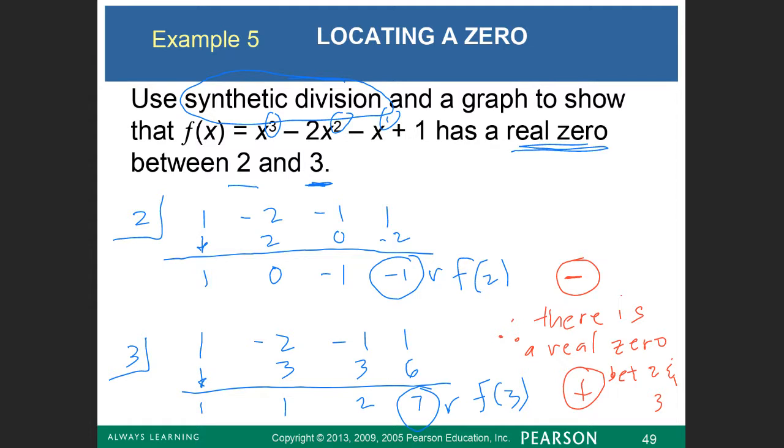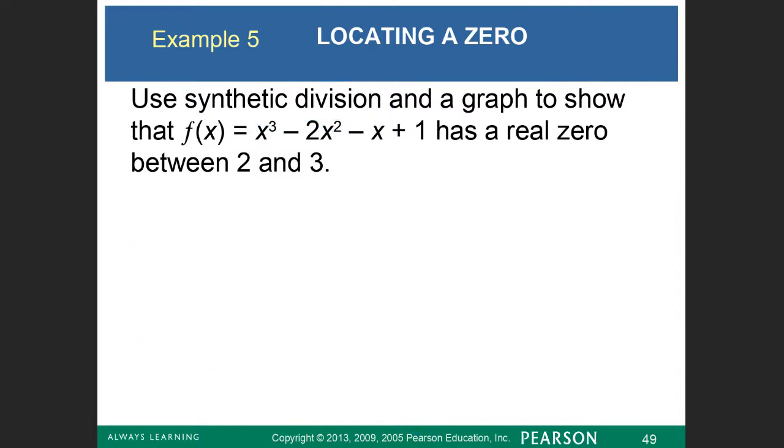If your f of 2 and f of 3 have the same signs, then you can say that there's no real zero in between 2 and 3. Okay? Another way to do this, if you're comfortable using a different way, you can actually use the remainder theorem. So using the remainder theorem, you can also evaluate this.